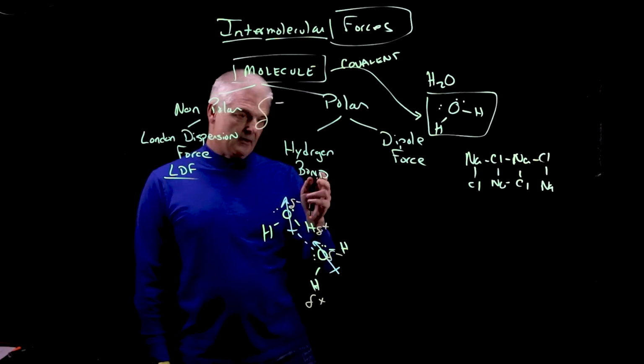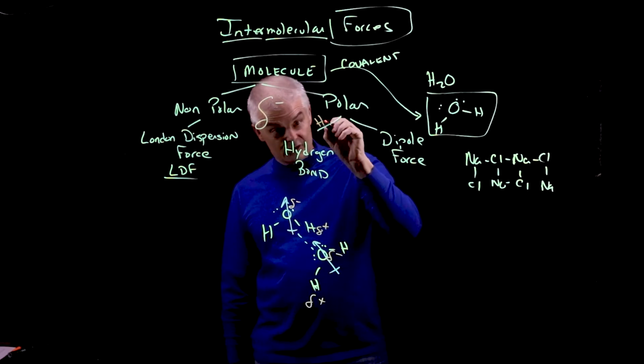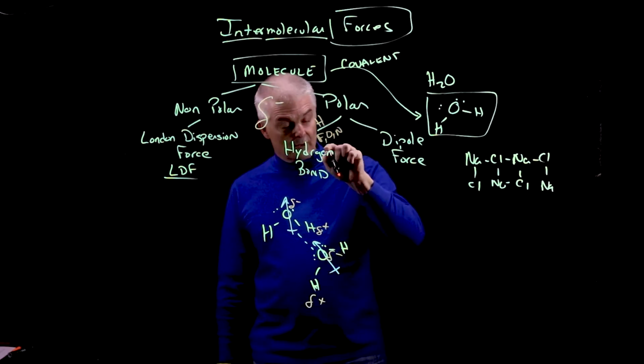It's just because they're polar, there's a positive end and a negative end that causes them to attract to each other. Now, hydrogen bond, by the way, is only going to happen in one of three cases. You have to have hydrogen bonded to F, O, or N, fluorine, oxygen, or nitrogen.